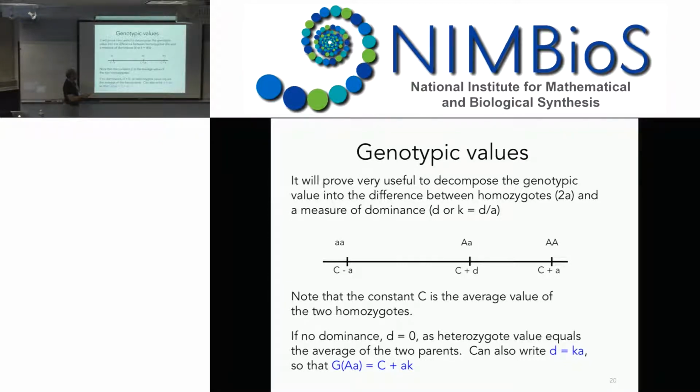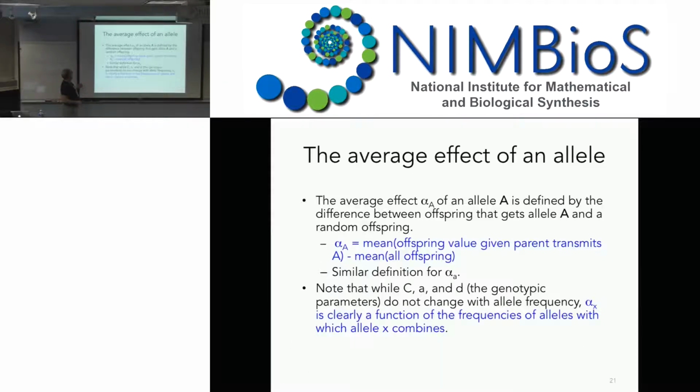So if D is positive, it means the heterozygote is close to the larger value homozygote. If D is negative, it's close to the smaller value. If D is 0, it's right in the middle.